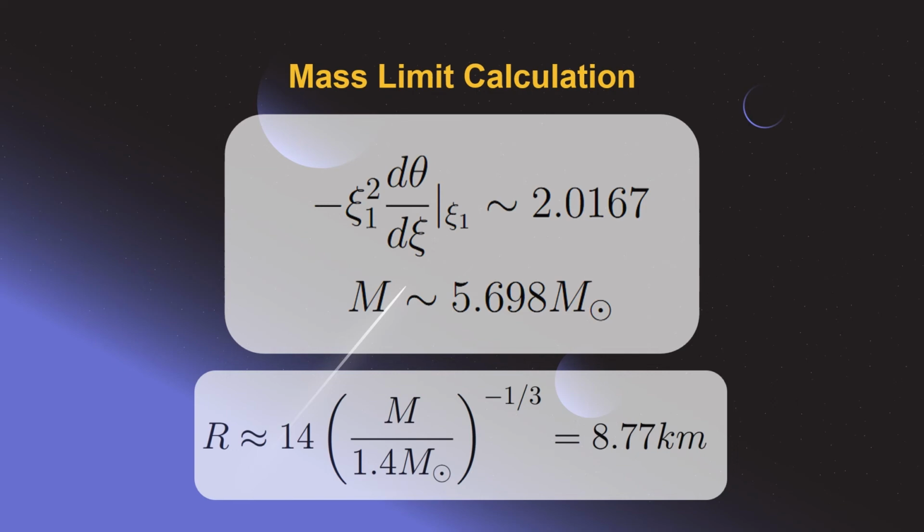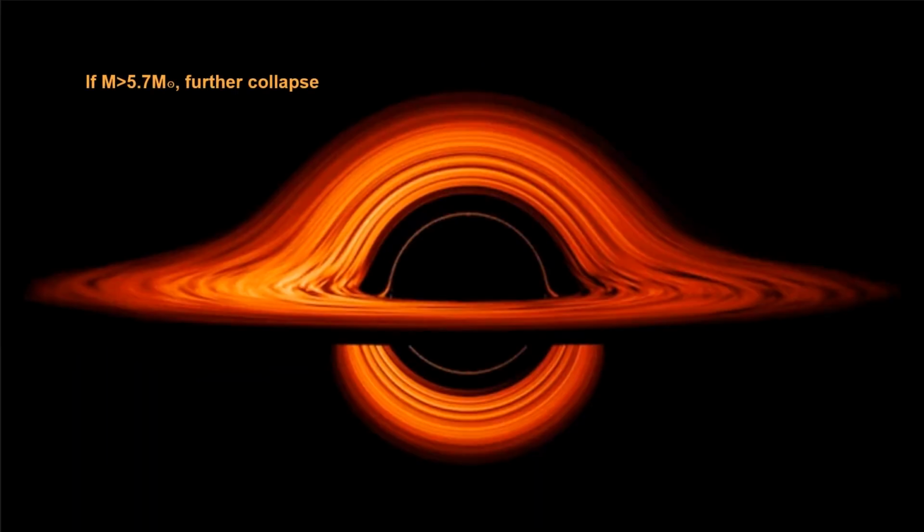Now the radius is related as 14 multiplied by (mass divided by 1.4 solar mass) to the power minus 1 by 3, which gives us the radius limit of a neutron star to be around 8.77 kilometers. If the mass exceeded the value which we have calculated, further collapse will surely occur, and thus we will reach a singularity, and therefore there will be a formation of a black hole.